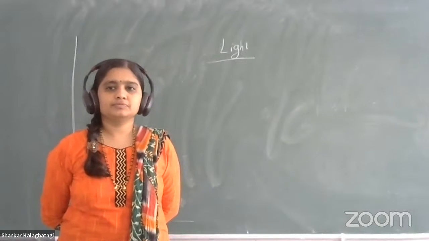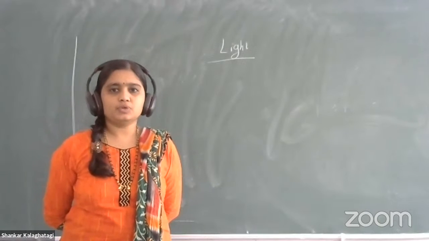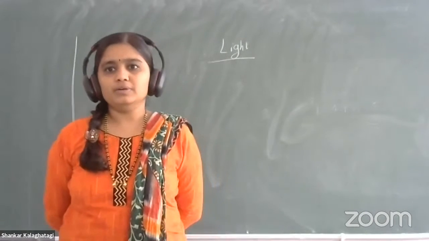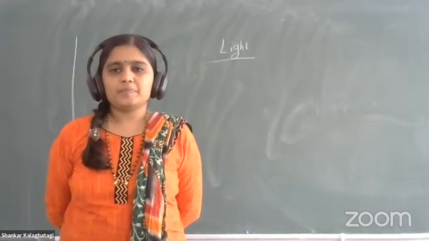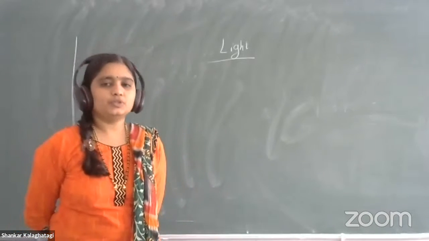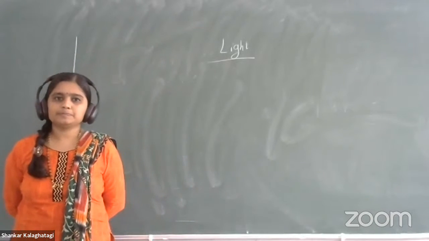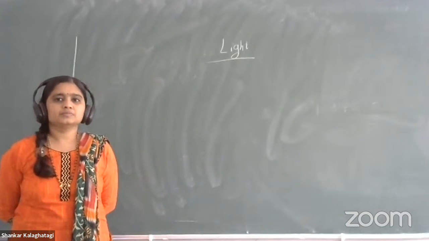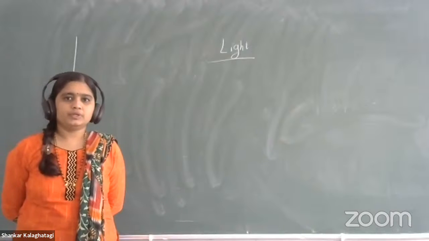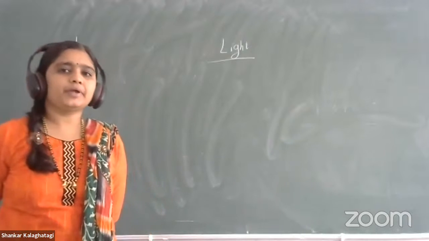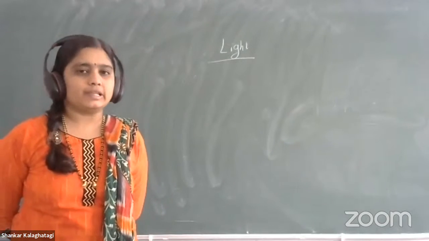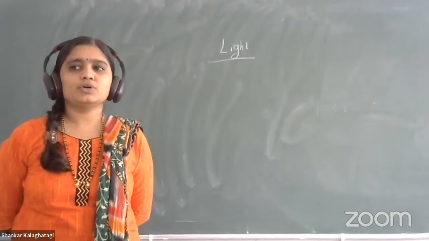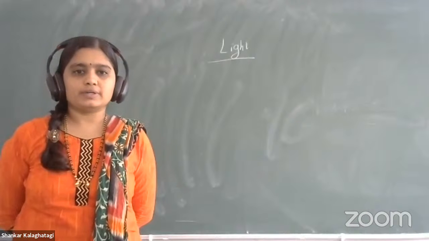To see objects, in the dark. Can you see objects in the dark? Ma'am, by using light. Okay. You know that usually in the daytime we have sunlight. So by the sunlight, we can see the objects which are around us.